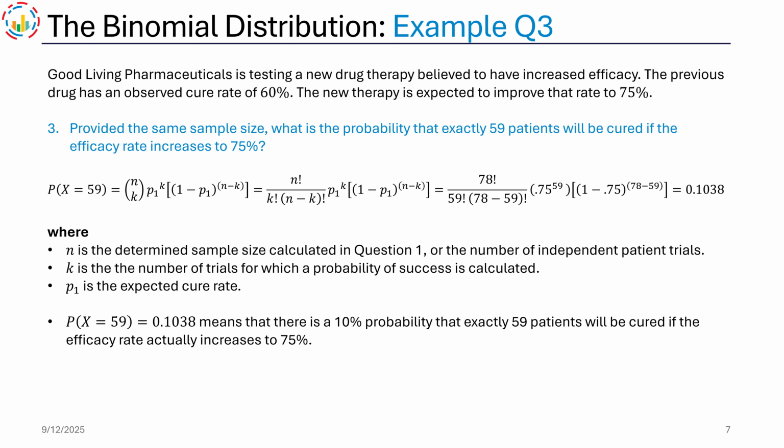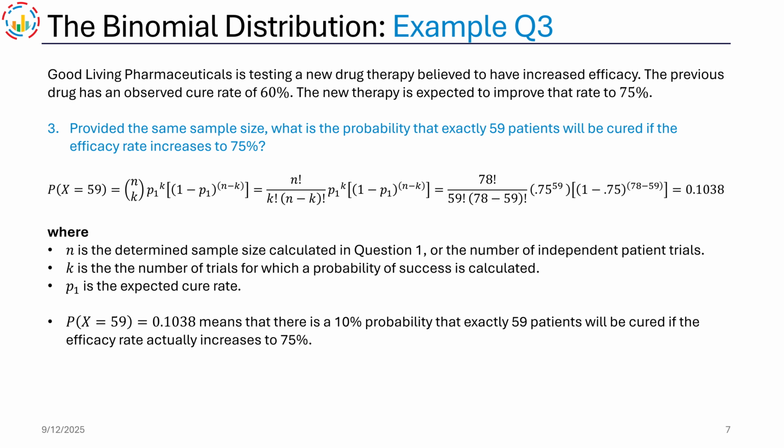The third question again uses the fixed and predetermined trial size of 78 from question 1. However, this changes the scenario to the probability of exactly 59 patients being cured, assuming the efficacy rate increases to the expected 75% from the original 60%. The probability of x being exactly 59 is determined through the same process, with p of 1 of 0.75 being used in place of the p of 0 of 0.60. Therefore, from the provided information, n has been calculated as 78, the probability of k equaling 59 is being calculated, and the expected cure rate of p of 1 is 0.75.